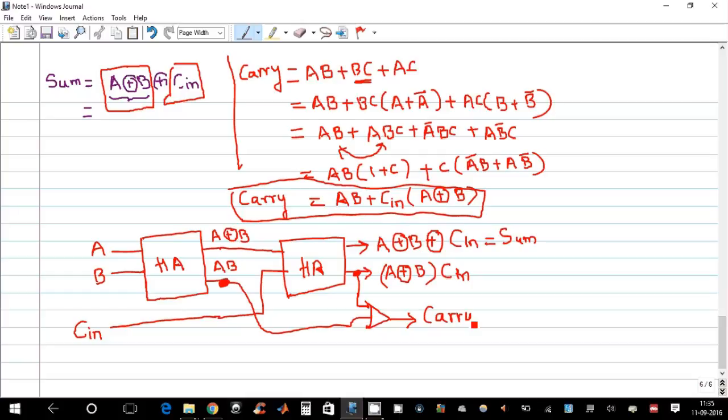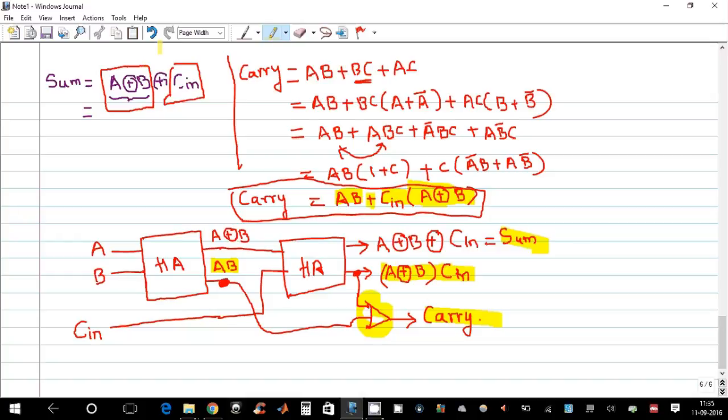So why have we done the OR operation here? Because we have got the term A XOR B into C input here itself. So this is nothing but the term C input into A XOR B. The remaining term is AB, which we have already got from the first half adder. So we just need to OR these two inputs. That's why we are adding one more OR gate here to generate the carry expression. Thus we have derived one full adder with two half adders and one OR gate.